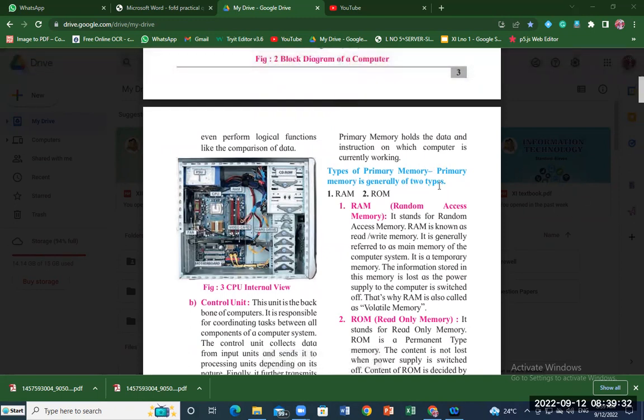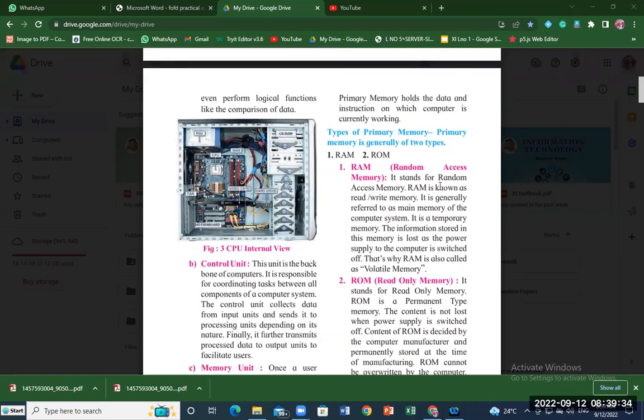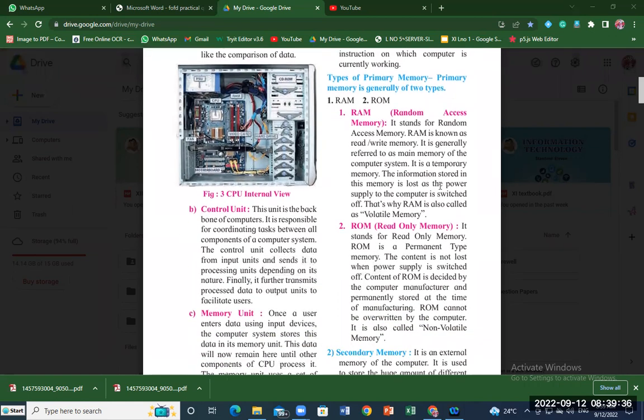Here, types of primary memory. Primary memory is generally of two types, RAM and ROM. Okay, you might have heard RAM and ROM in your school days, because there also we had different types of memories in 6th, 7th standard. So first is RAM and second is ROM. The full form of RAM is random access memory, and ROM is read-only memory.